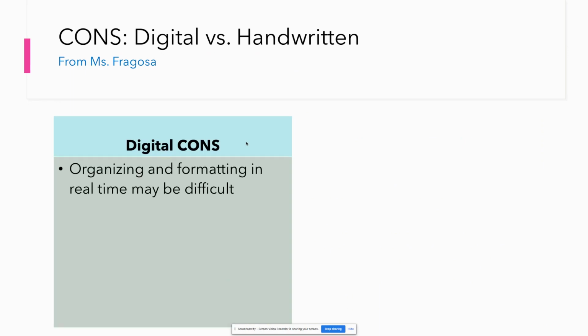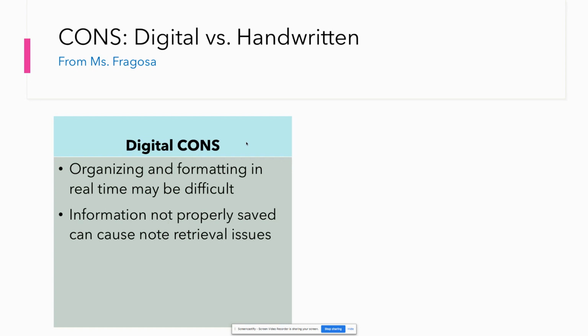So some cons for digital would be, while you're taking notes, it is harder to organize and format in real time because you have to go to different boxes and things like that to change the formatting if you wanted to. And it's easy to sort of mess up your document and try to pay attention and take notes at the same time. So what typically happens with digital notes is they turn into dump notes where you're just kind of listing a bunch of things because the formatting could be complicated.